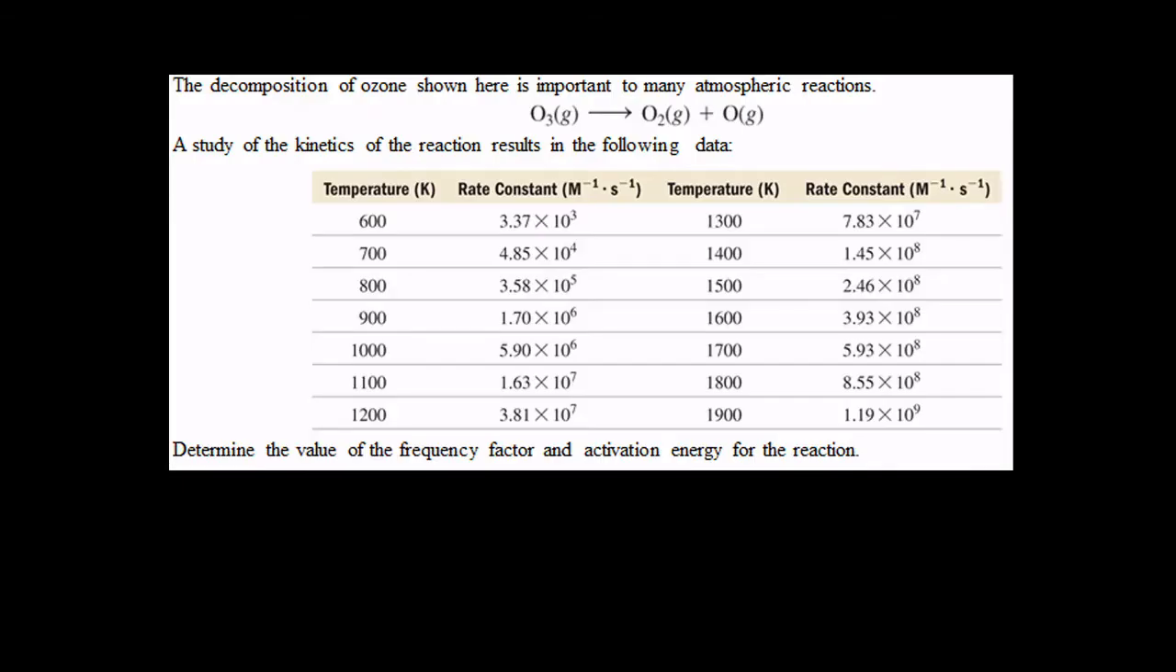So let's do that. We're not actually going to do the experiment. It was done for us here. But this is the decomposition of ozone. A study of the kinetics of the reaction shows this data. So they did a whole bunch of reactions here at very high temperatures.